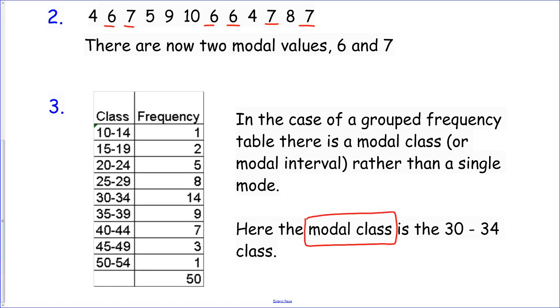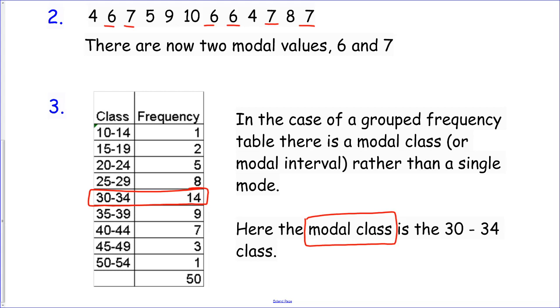because we don't know what the actual mode was. We do know that it was in this category where the largest number of bits of data fell. So the modal class is this 30 to 34. However, it's quite important to realise that the mode wasn't necessarily in this class.